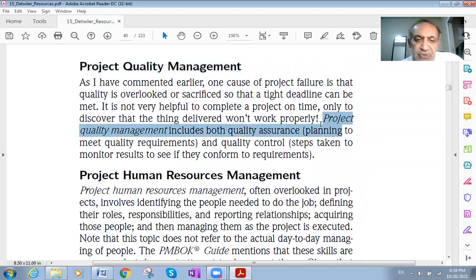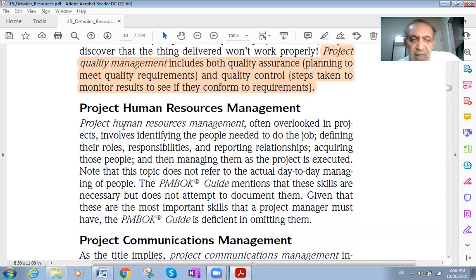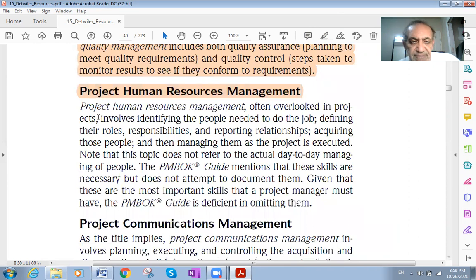When we talk about project quality, it includes both quality assurance, or planning to meet quality requirements of the standards, and quality control: steps taken to monitor results to see if they conform to requirements, and of course, to take corrective action. What about project human resource management? What is project human resource management? Project human resource management, often overlooked in projects, involves identifying the people needed to do the job. Simply, who will do this job? And what are their qualities? And how they work.